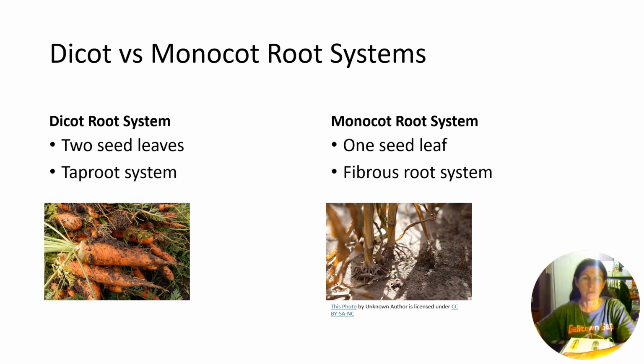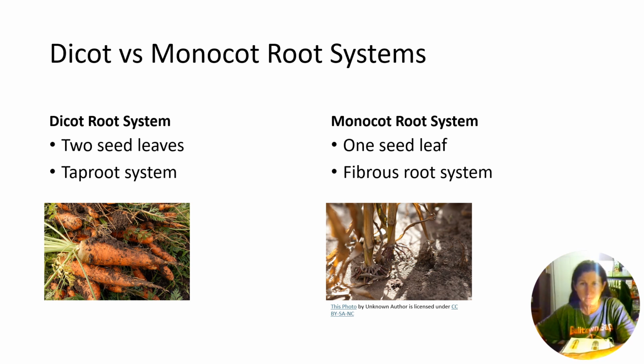Something else about root systems: there are dicot versus monocot root systems, which I think is kind of cool. Dicot plants, when they first start to grow through the ground, have what are called 2 seed leaves. The seed leaves are the very first leaves that come out of the seed once it starts to germinate. Most of those have a taproot system. So think of things like carrots, sweet potatoes, and tomatoes, which have 2 seed leaves as they come up. So lots of different plants have that.